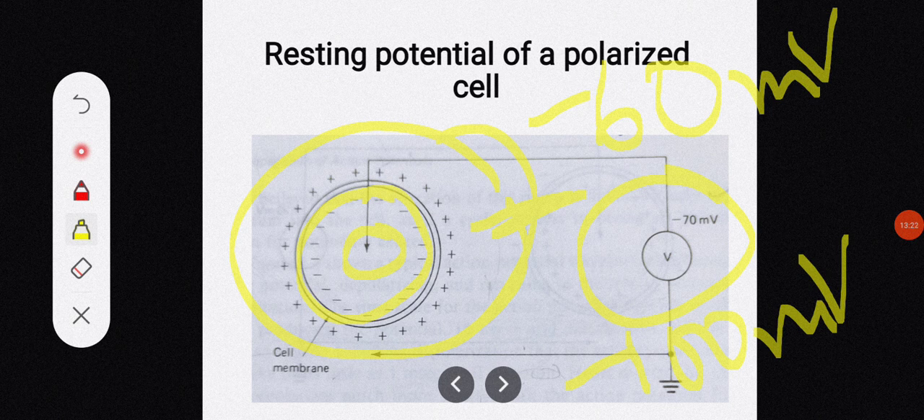So I am ending this class here. In the next class I will tell you about depolarization and the action potential. Here I have told you only about the resting potential. Thank you.